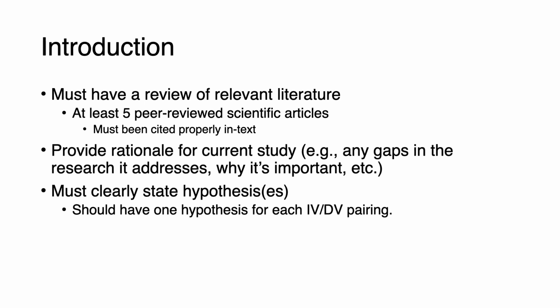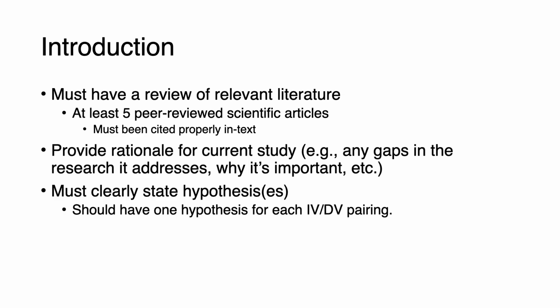So the introduction is a bit more thorough than the Project 1 or the observational research report, because with this introduction, you are expected to have at least 5 peer-reviewed scientific articles. So you are expected to provide a thorough literature review that features at least 5 relevant peer-reviewed scientific articles. So these must be from scientific journals, so things like blog posts and the like do not count. Additionally, when you are referring to these articles in text, they must be cited properly with APA-style in-text citations.